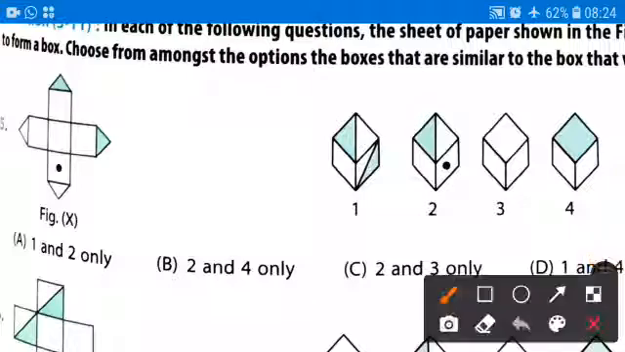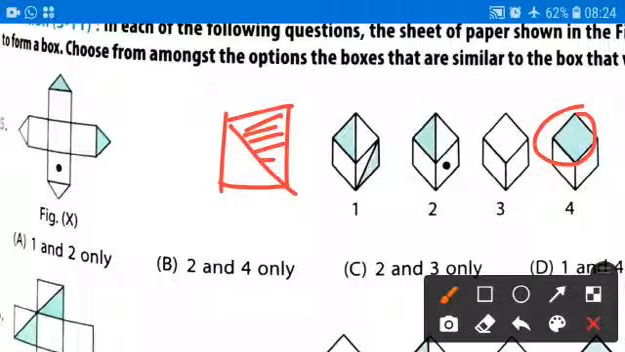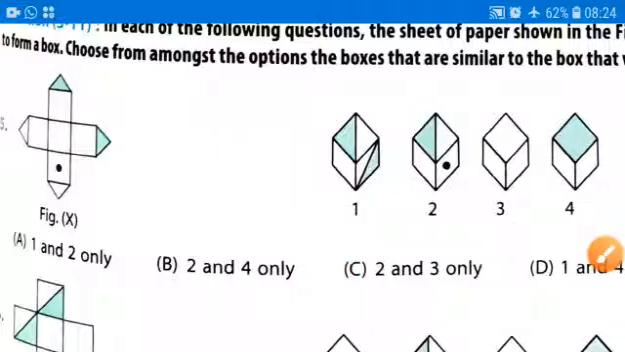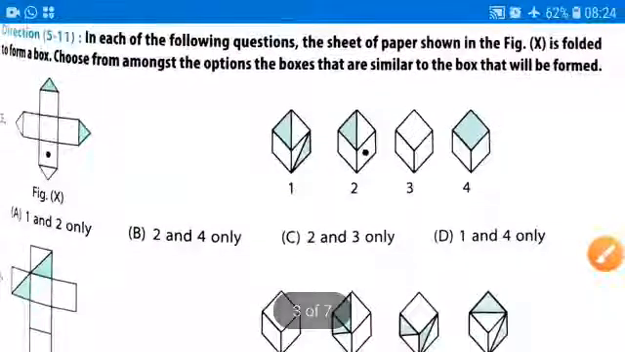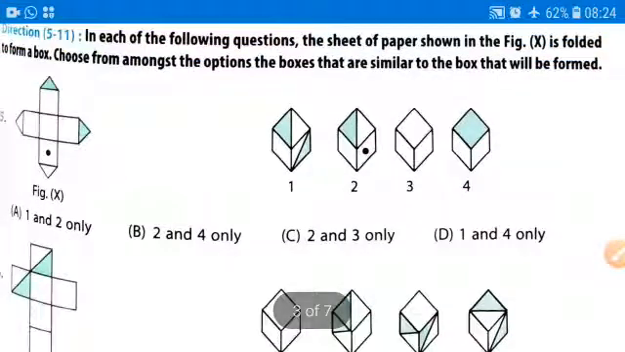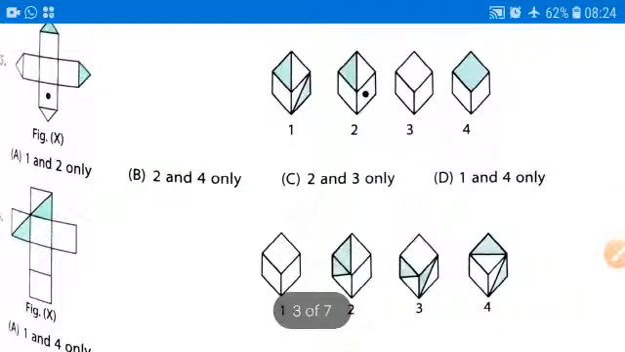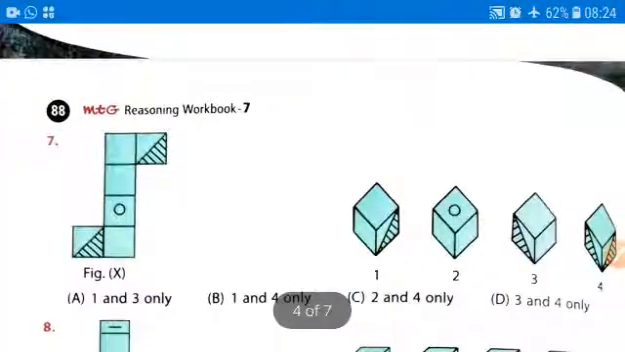Now the fourth option cannot be correct because we are getting a half shaded portion like this. So 1 and 4 are wrong, second and third are correct. So option C will be your correct answer, that is 2 and 3 only. Okay, second and third figures can be formed using this figure X. Similarly, coming to the next question, that is question number 7.